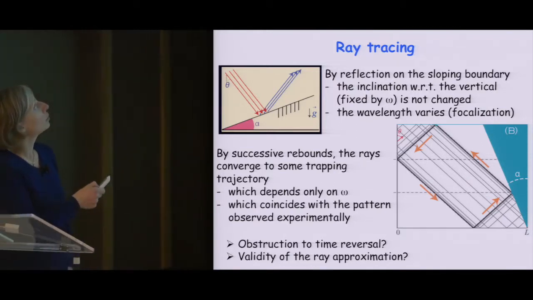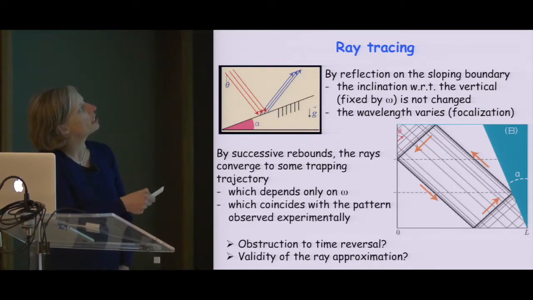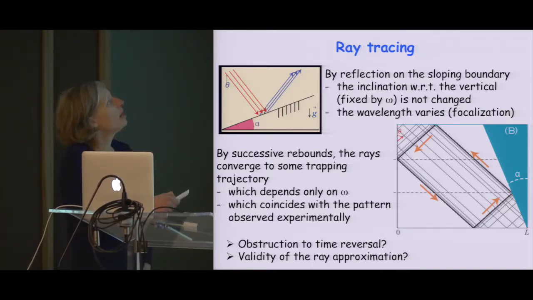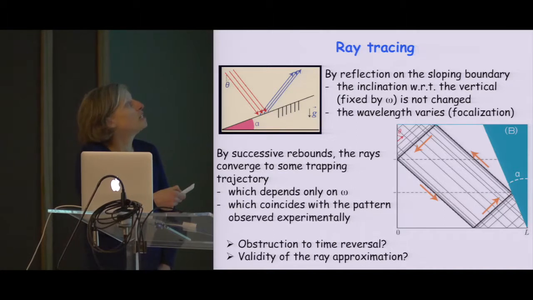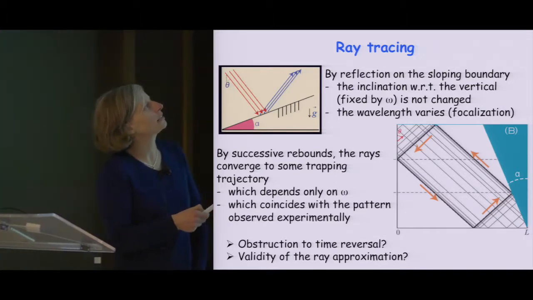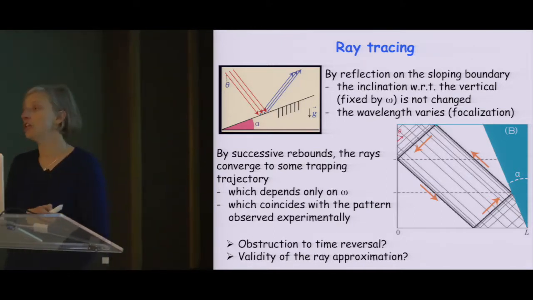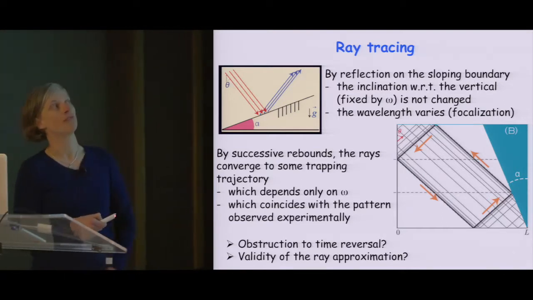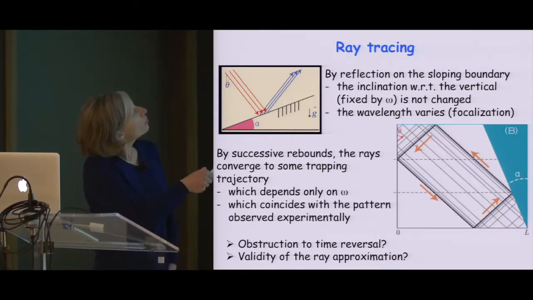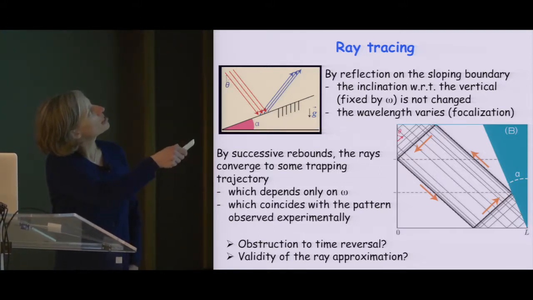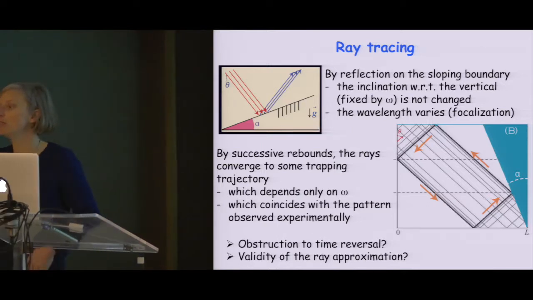So this means that when you have a wave which approaches the boundary here, of course at some point it has to be reflected because there is a non-penetration condition on the boundary. As the frequency is fixed, you have no choice. The only direction where it can be reflected is this one. Okay? So there is no choice. But of course, you see that the inclination with respect to the vertical is not changed. As a corollary, you obtain that the wavelengths will vary. Just draw this picture here, and you see that you have a focalization, because the distance between the different rays here is not the same as the distance between the different rays here. This is different from specular reflection.